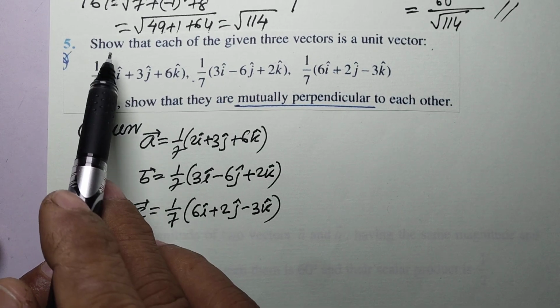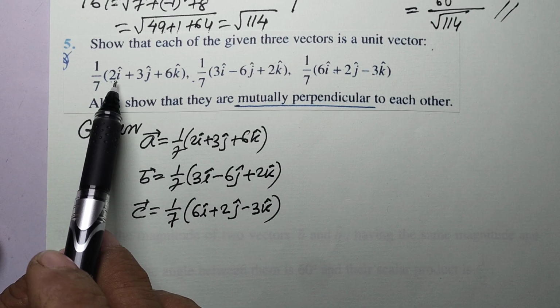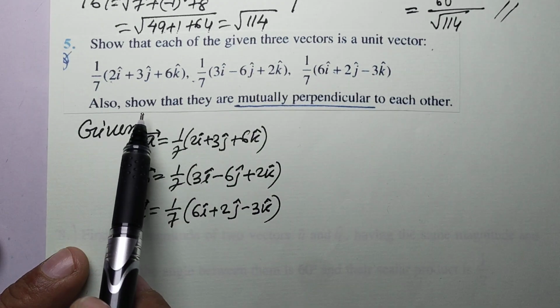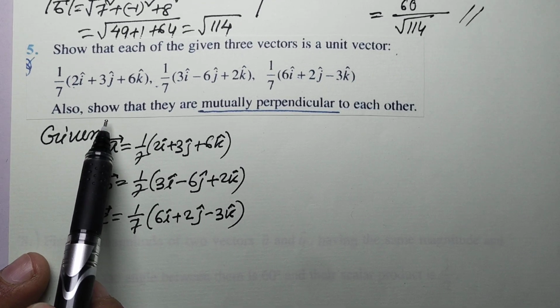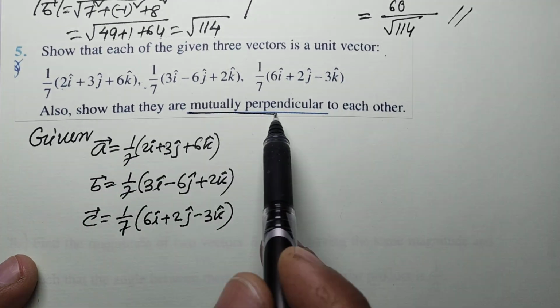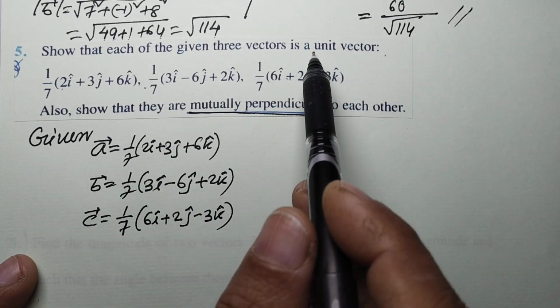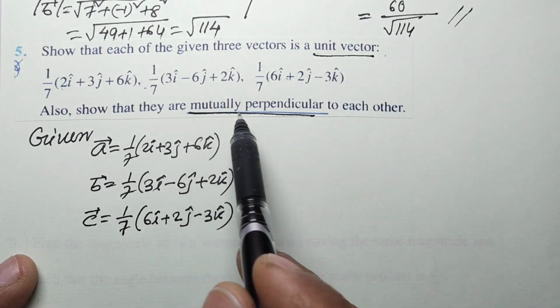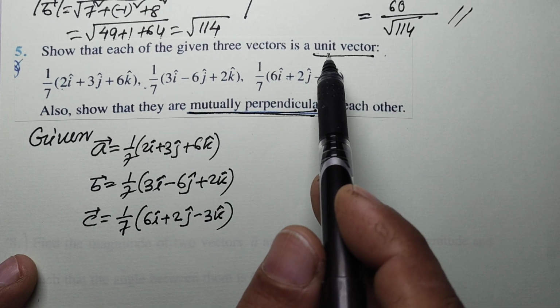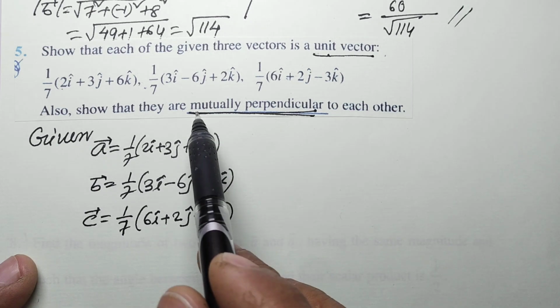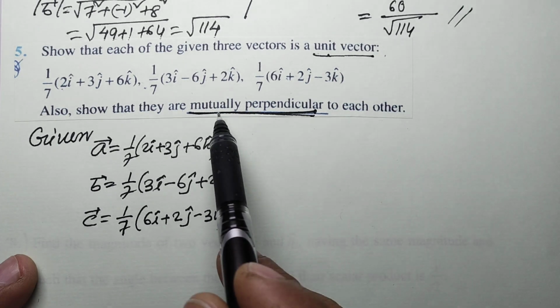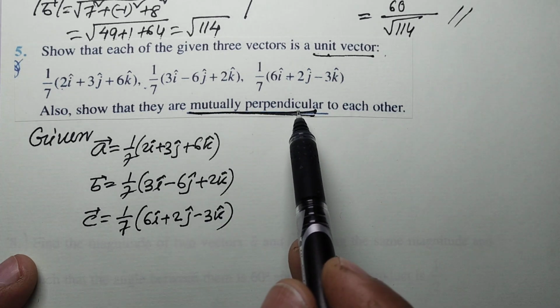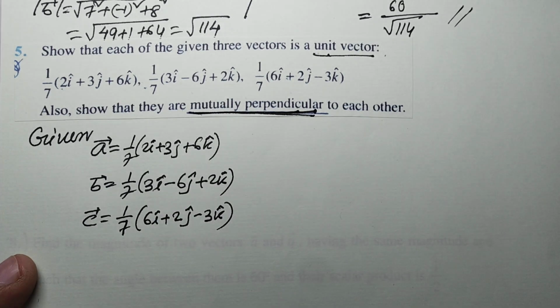Question number 5. Three vectors are given. We will take them as A, B and C, and we are asked to show that the vectors are unit vectors and mutually perpendicular to each other. Unit vector means magnitude should be 1, and mutually perpendicular means the dot product should be 0. The scalar product or dot product between any two vectors must be 0.